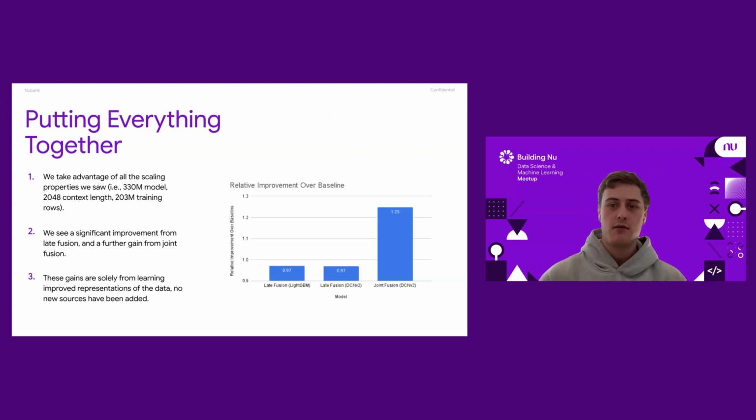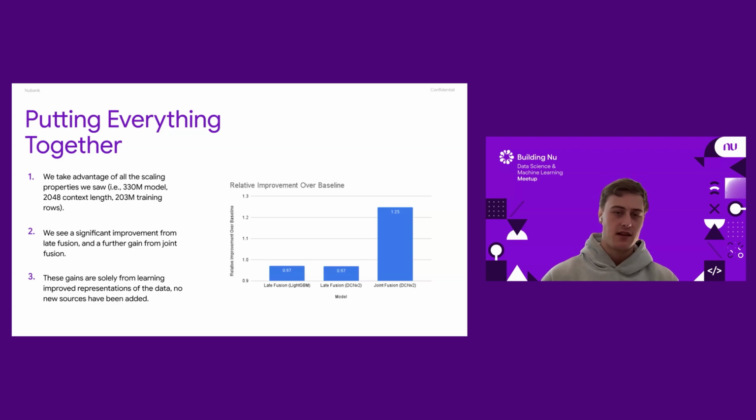And we compare, well, what we're interested in doing is comparing three models. Well, we have four models, I suppose. We have late fusion with the LightGBM and late fusion with the DCN-V2. We have the baseline model, which is the LightGBM model trained on only tabular features using all the data. And then we have the joint fusion model.